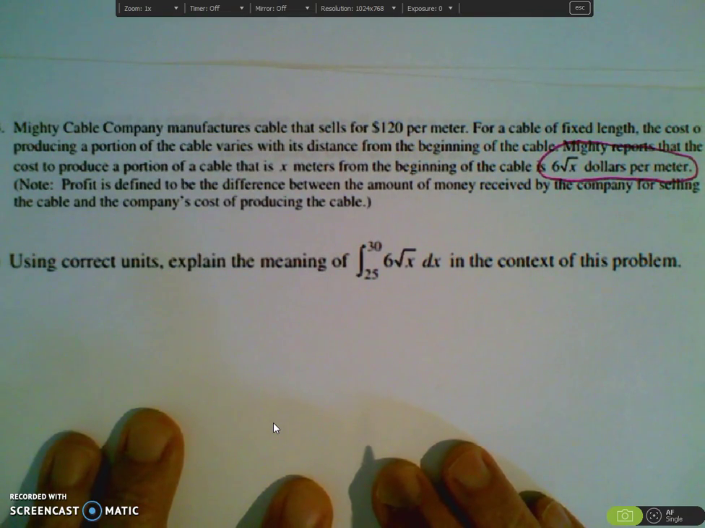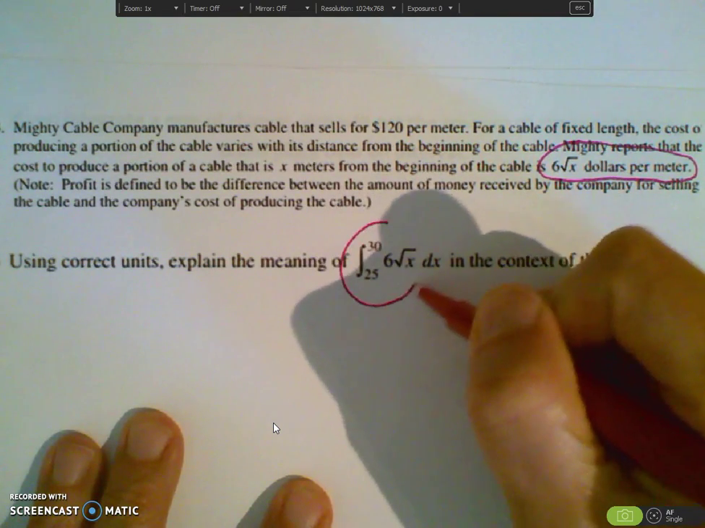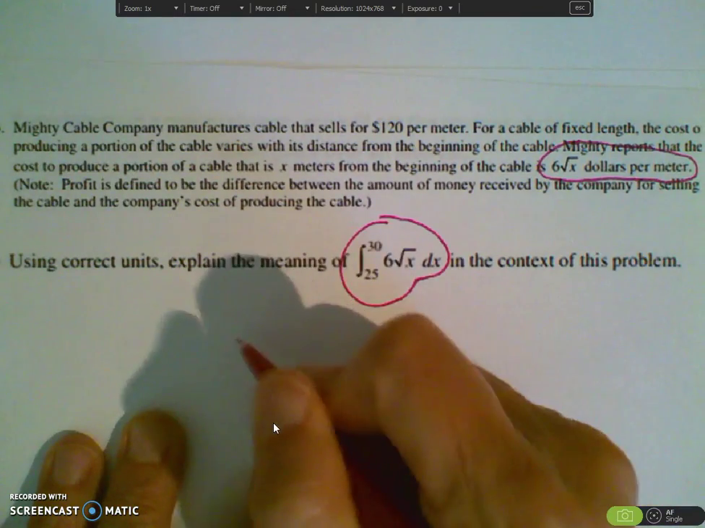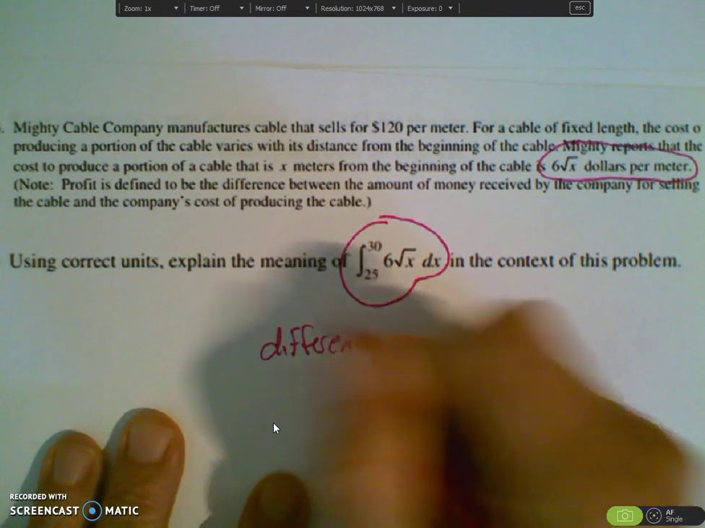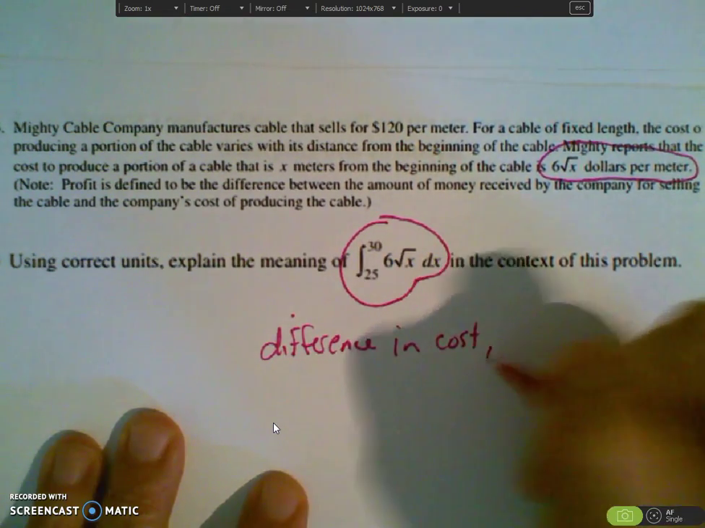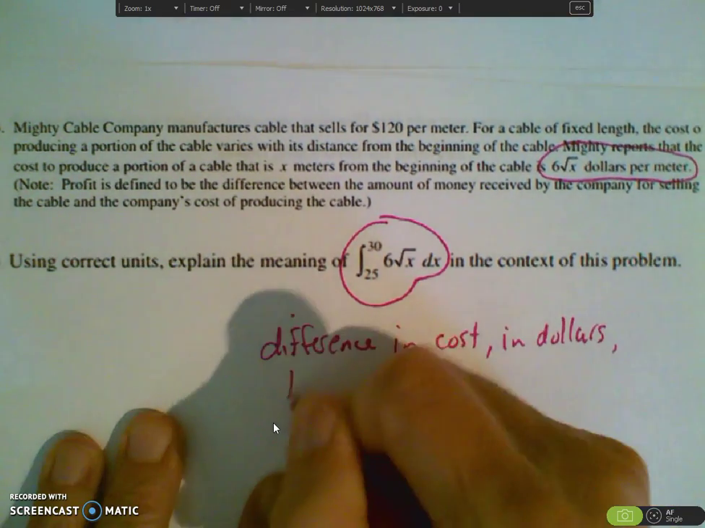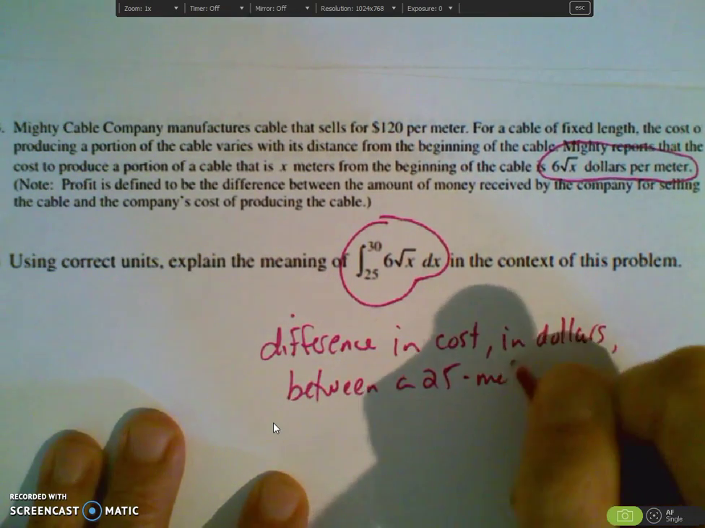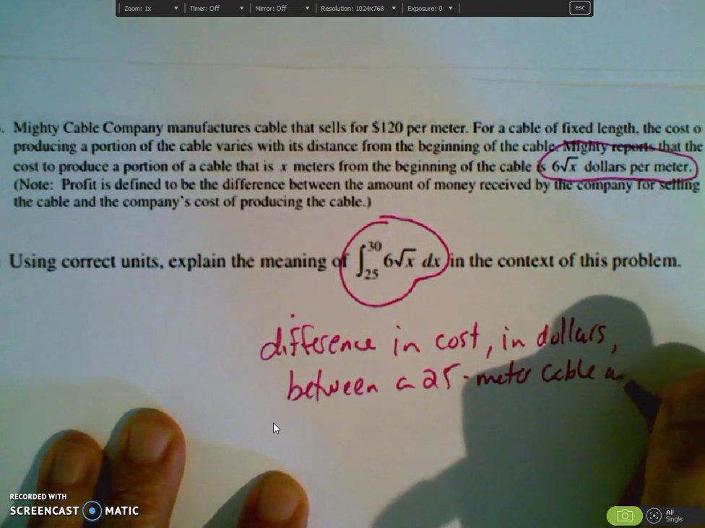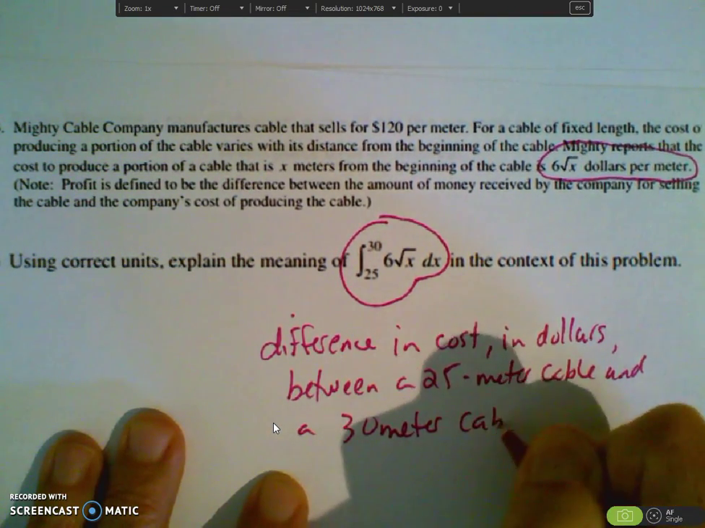And some people would just say it's the cost of the cable in dollars, but that would be incorrect. Remember, it's the change in cost. So in this case, it's the change or difference in cost measured in dollars between a 25 meter cable and a 30 meter cable.